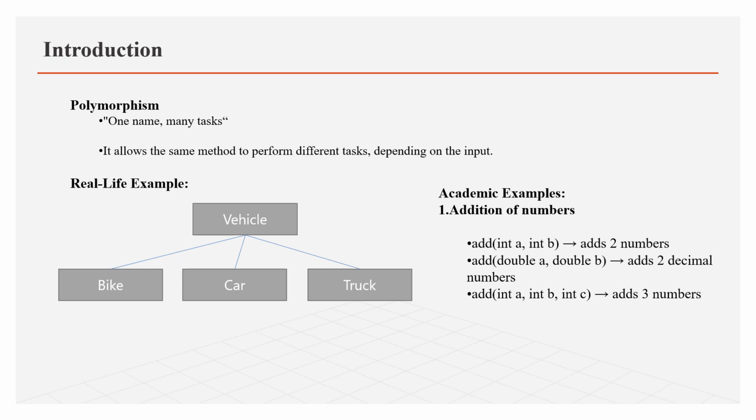Next, if we talk about an academic or educational example, we can take addition. We can add two integer numbers, we can add two double values also, and we can add three integer values. So here the method name is the same, this is addition, but the number of parameters and the type of parameters are different.